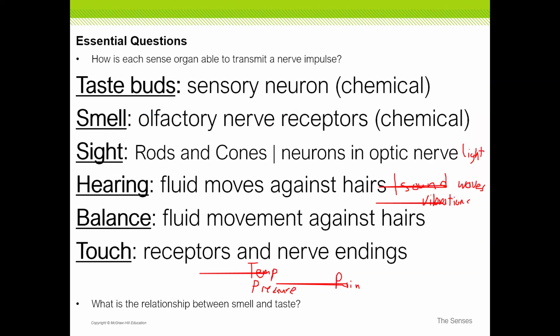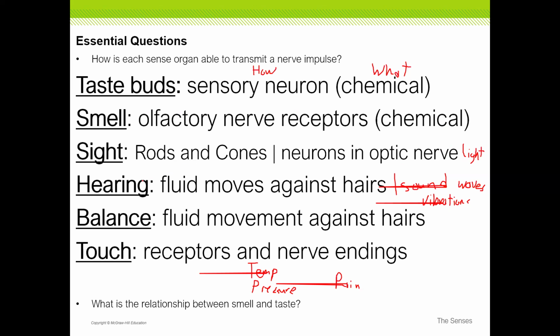1. So remember, the organ, how are they detecting it, and what are they detecting? Your taste buds, the organ, use sensory neurons to detect chemicals. Your smell uses olfactory nerve receptors to detect chemicals. Your sight uses rods and cones to detect light.